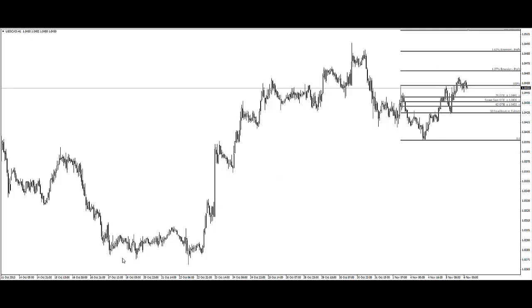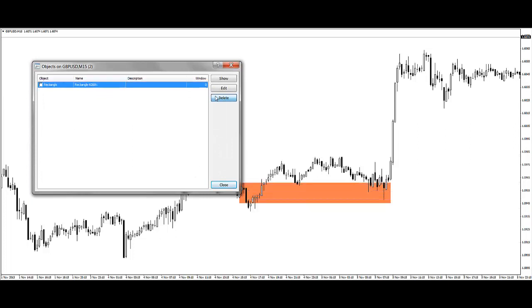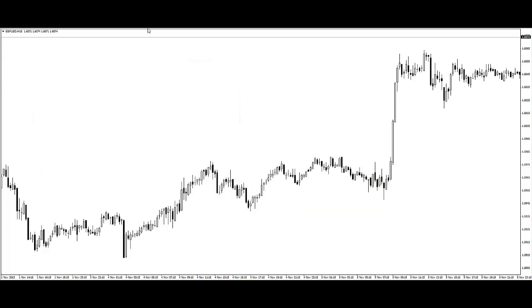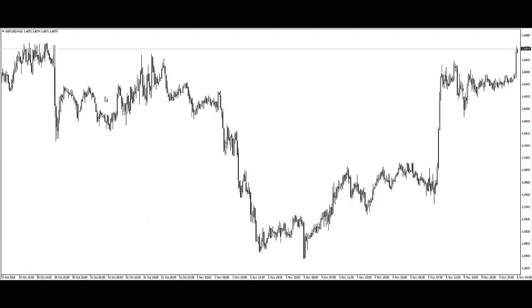The next pair we're going to look at is the British Pound USD. And here you go, here's a nice order block and a reaction of it. This was put on the charts in advance, and you can see the reaction of price afterwards. But we're going to look at taking this fib off, and we'll take the rectangle off, and zoom out a little bit.